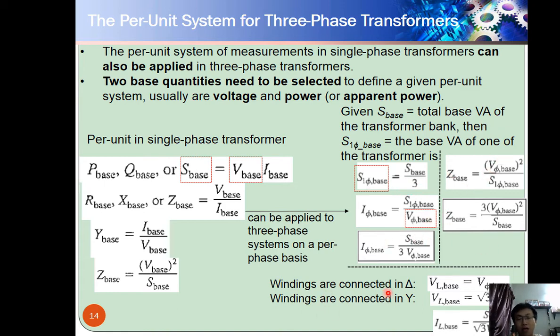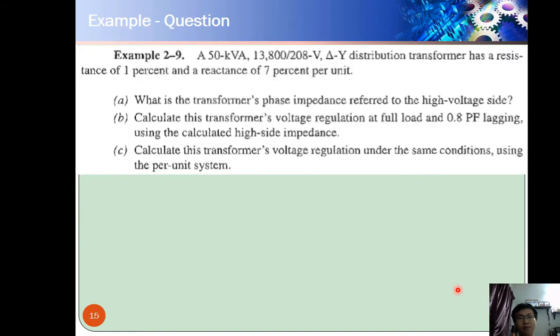When windings are connected in a delta, the V line base equals V phase base. And when windings are connected in Y, the V line base will be equal to square root of 3 times V phase base. So as long as the basics are strong for a single phase transformer and a three phase transformer, then we can apply the same things here. Or the I line base equals S base divided by square root of 3 times V line base.